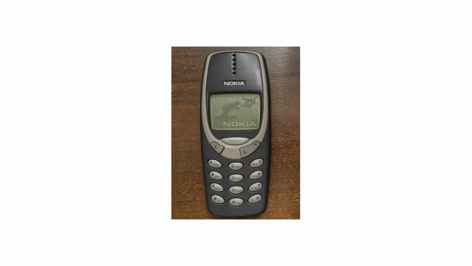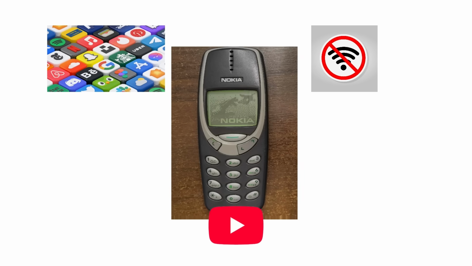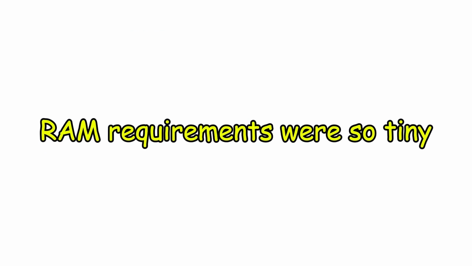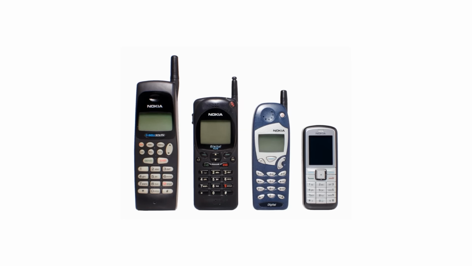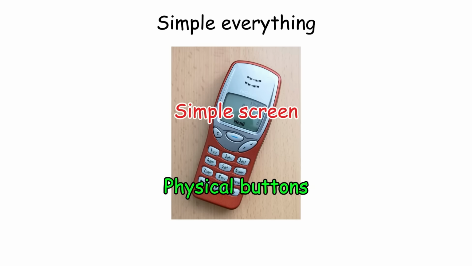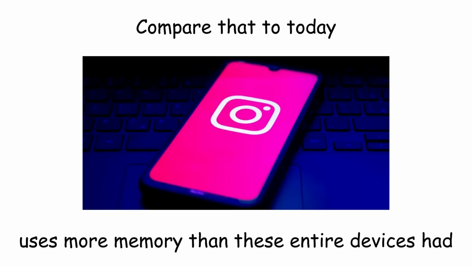Why? Because phones weren't doing anything complicated. No apps, no internet, no YouTube. Your phone's only job was to ring and receive calls. That's it. RAM requirements were so tiny that the hardware itself was designed around this limitation. Simple screen, physical buttons, simple everything. Compare that to today, where opening Instagram alone uses more memory than these entire devices had.